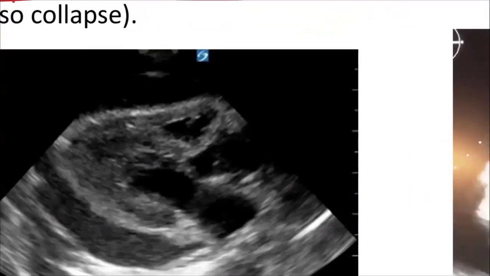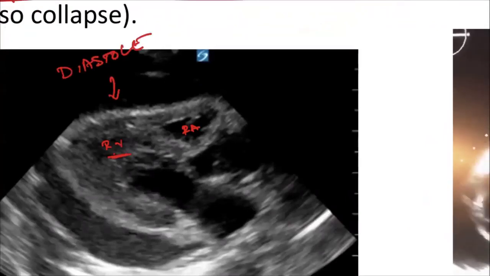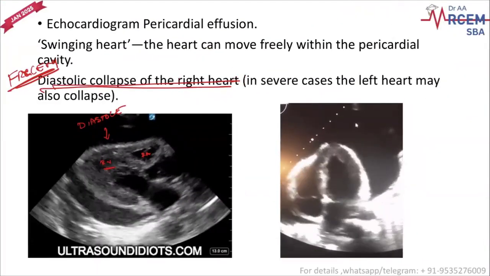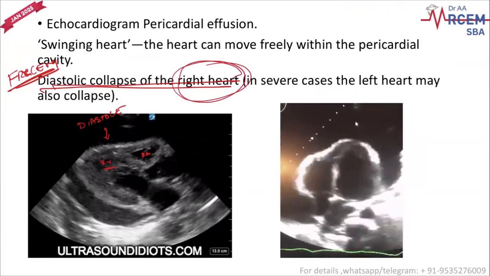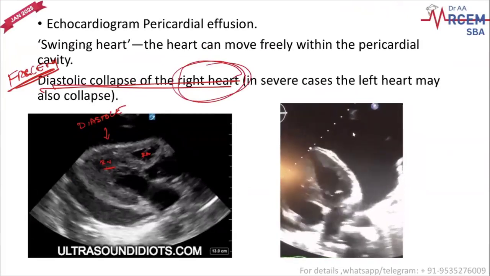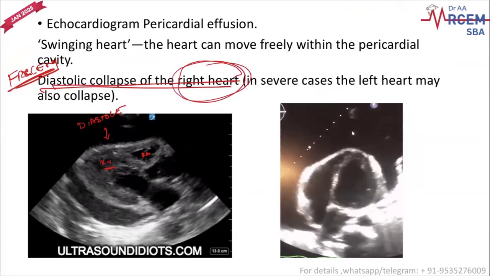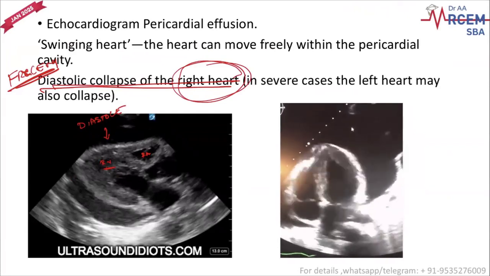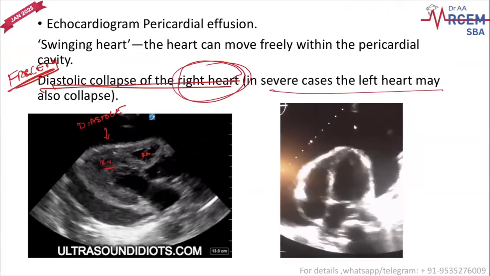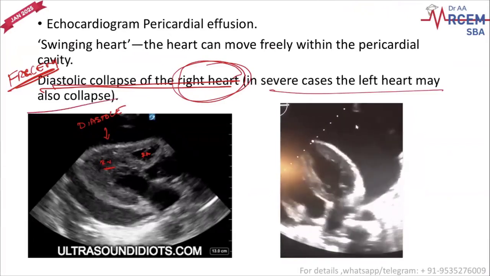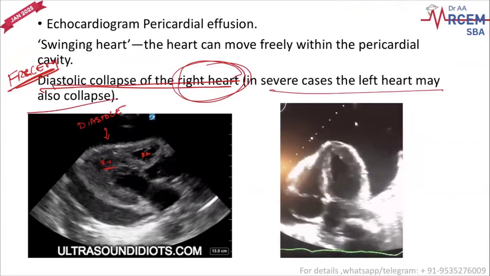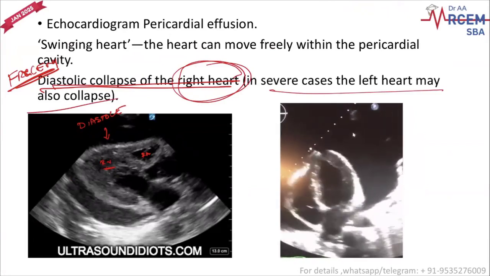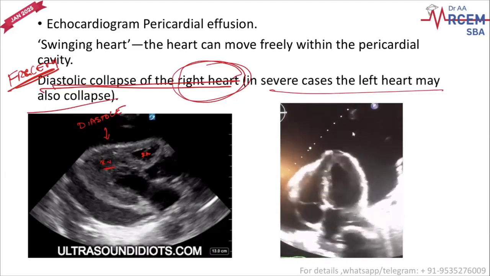When you do an echo scan, if there is an RV and RA collapse during the diastole, a collapse of the RV especially and RA especially, that is the right side of the heart, then you consider this as a cardiac tamponade. That's how you find it on an echo scan. So the echo finding for a cardiac tamponade is diastolic collapse of the right side of the heart, that is right ventricle and right atria. In severe disease, the left side of the heart also might collapse, but initially always the right side collapses because the musculature is quite thin. Once the pressure increases in the pericardial space, first thing that collapses is right ventricle and right atria, followed by the left side of the heart.